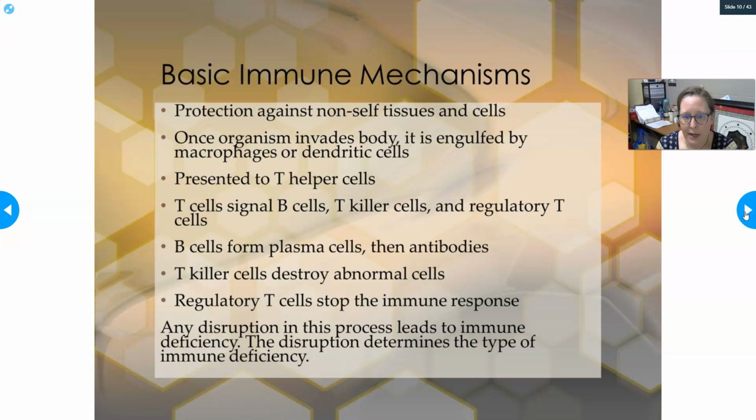The T helper cell then activates and signals B cells, the T killer cells or cytotoxic T cells, and your regulatory T cells. We haven't mentioned this as a subclassification of the T cells, but these are really important. Regulatory T cells, their job is, after the threat has been neutralized, to calm all the troops down and turn down the immune system response. And in autoimmune diseases, there's often a lack of activity or a lack of number in these regulatory T cells.